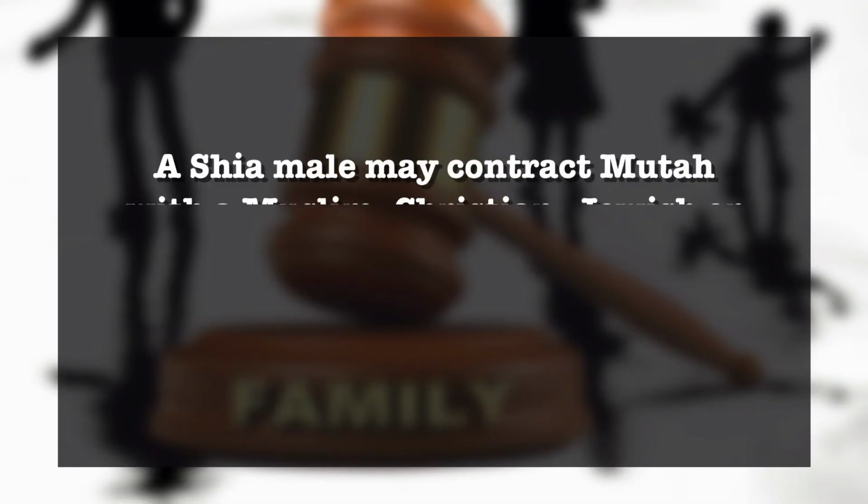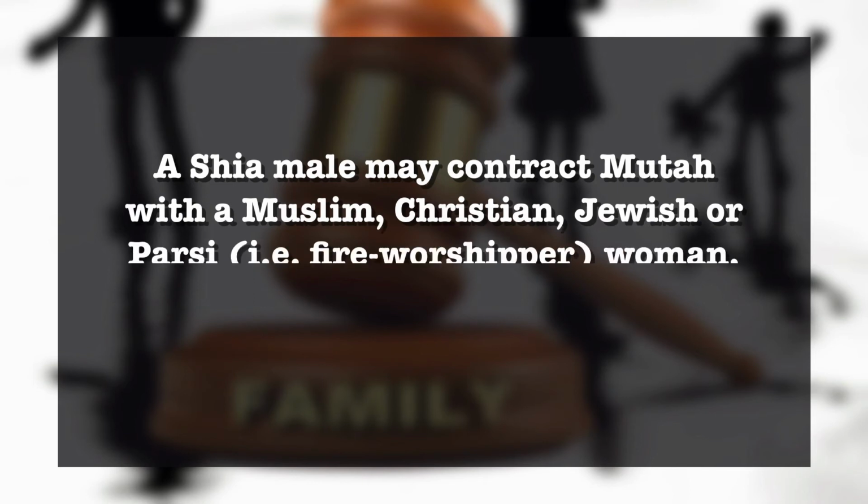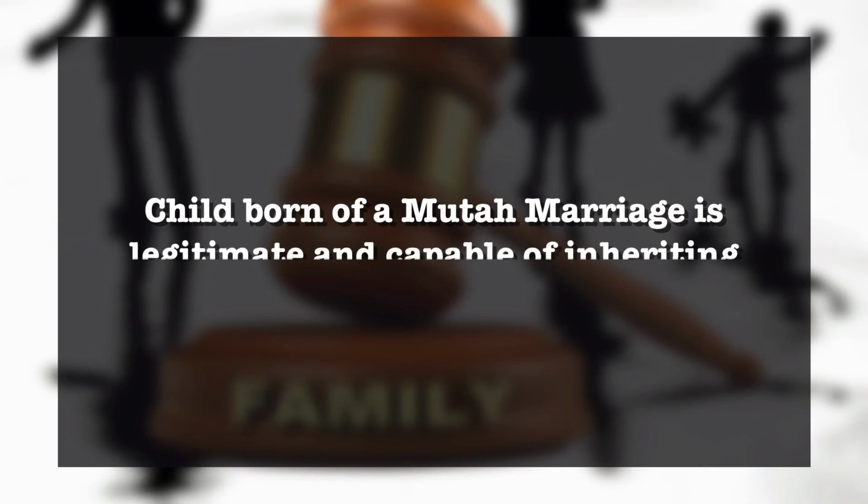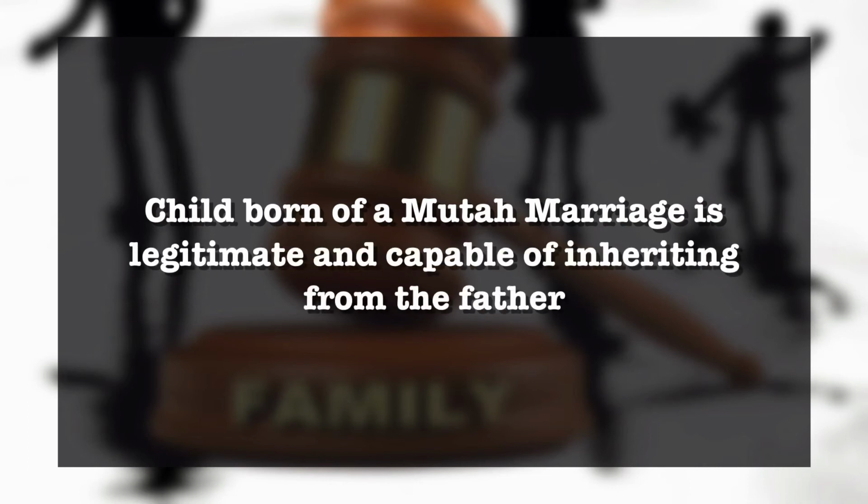A Shia male can contract mutta with a Muslim, Christian, Jewish or Parsi, that is, fire worshipper woman, but not with a woman following any other religion. A woman may not contract mutta with a non-Muslim. The amount of dower must be specified in a contract of mutta, otherwise the agreement is void. The child born of a mutta marriage is legitimate and capable of inheriting from the father. But in the absence of an express agreement, neither party to the mutta is entitled to inherit from the other. Maintenance is not due to the mutta wife unless it has been expressly agreed upon.